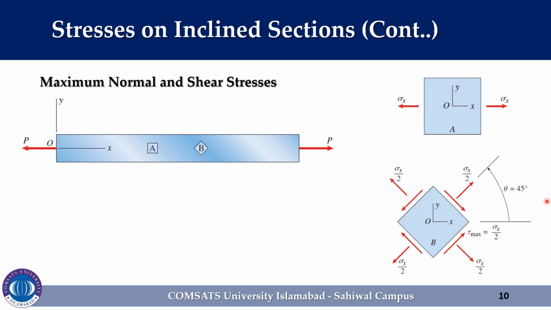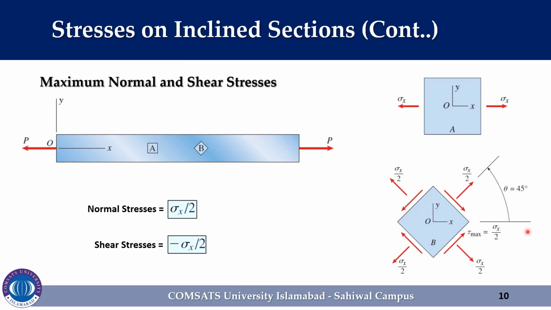However, for the case of element B, both normal and shear stresses act on all faces. Consider for instance the face at 45°, the upper right hand face. On this face, the normal and shear stresses are sigma x over 2 and minus sigma x over 2 respectively. Hence, the normal stress is positive in tension and the shear stress acts clockwise against the element, considered as negative. The stresses on the remaining faces are obtained by substituting the angle in the equations of normal and shear stresses on inclined sections, which are the equations that we derived in previous slides.